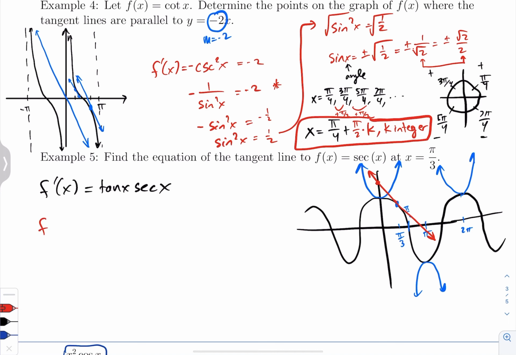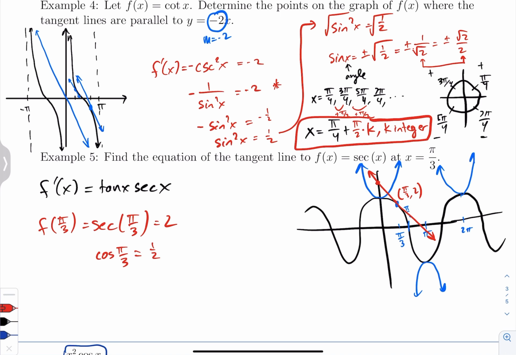I could say f of pi over 3 is equal to secant of pi over 3. Well, that's just going to be the reciprocal of cosine at pi over 3. So cosine of pi over 3 is equal to 1/2. So secant of pi over 3 is equal to 2 over 1, or 2. All right, so the coordinates of that point are pi over 3, comma 2. So that's my pass-through point. And then I want to know what's the slope of the tangent line at that point.